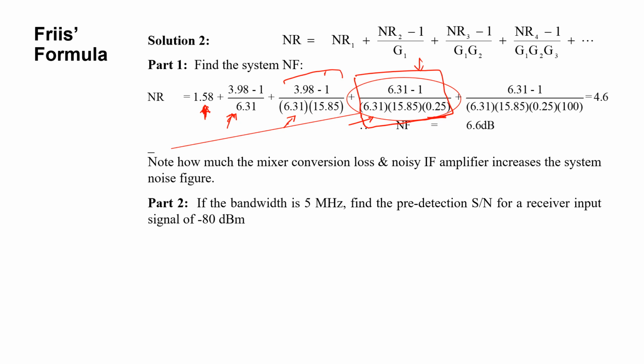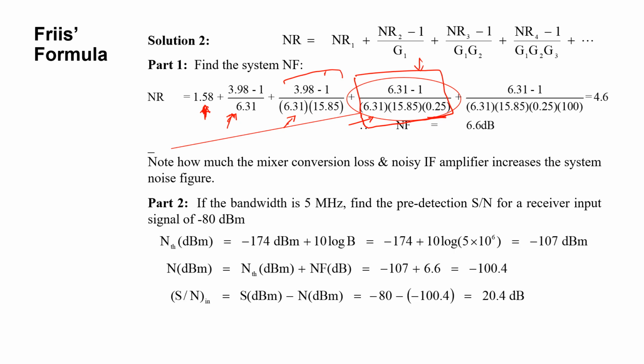Part 2. If the bandwidth is 5 MHz, find the pre-detection signal to noise ratio for the receiver input signal of -80 dBm. So NTH, thermal noise, is -174 dBm plus 10 log B. So we know that the thermal noise of this system will eventually be -107 dBm.